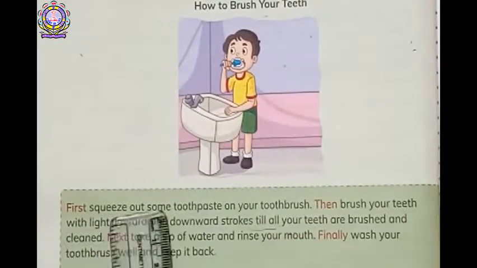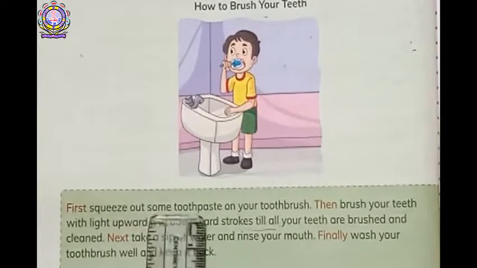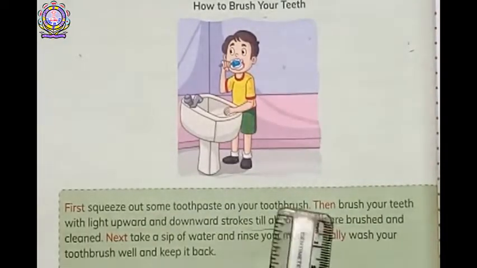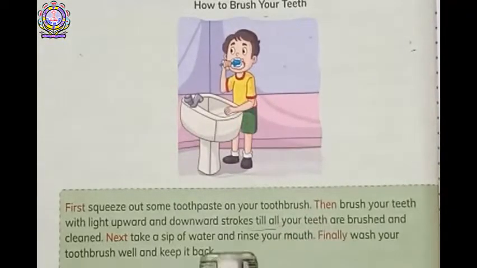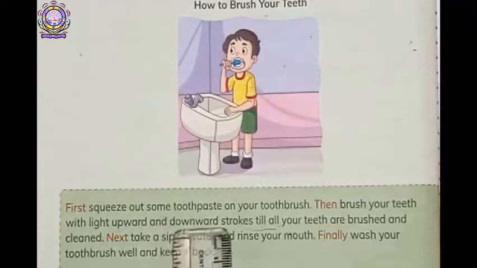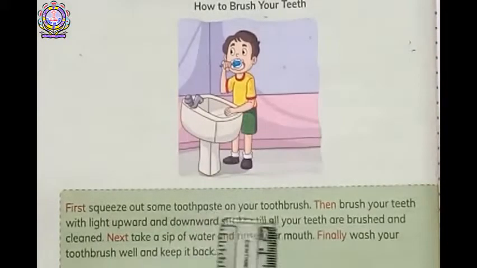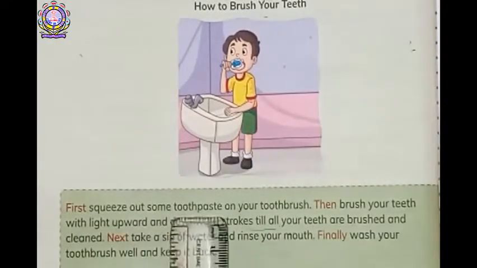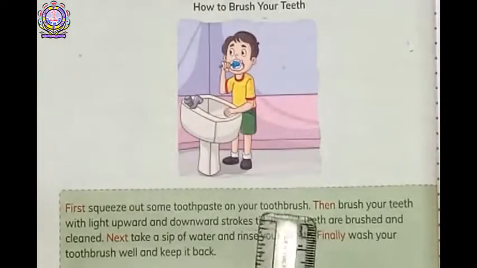So first, squeeze out some toothpaste on your toothbrush. What you do, you take out your brush and toothpaste and then you put some toothpaste on your brush. So the tube of the paste, from the back side you press, and then the paste will come out from where its mouth is. Okay, so first squeeze out some toothpaste on your toothbrush.